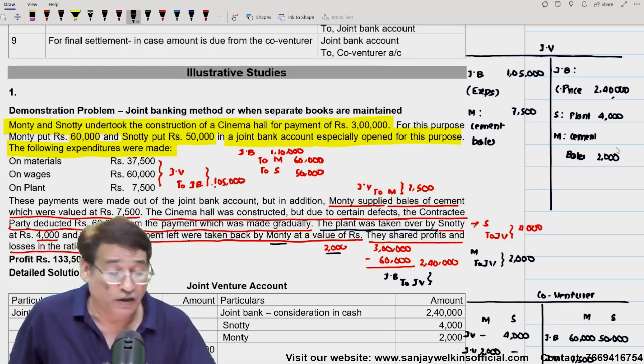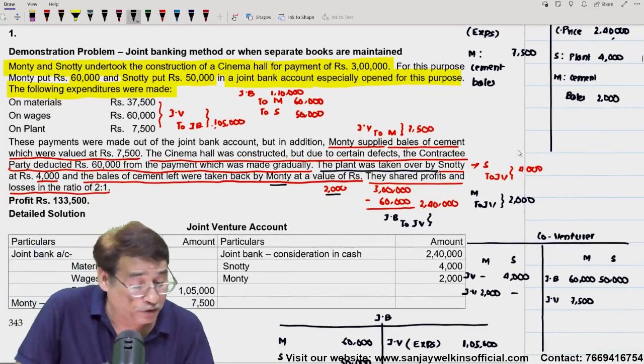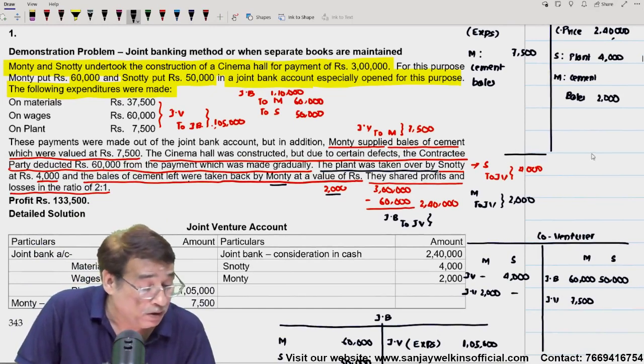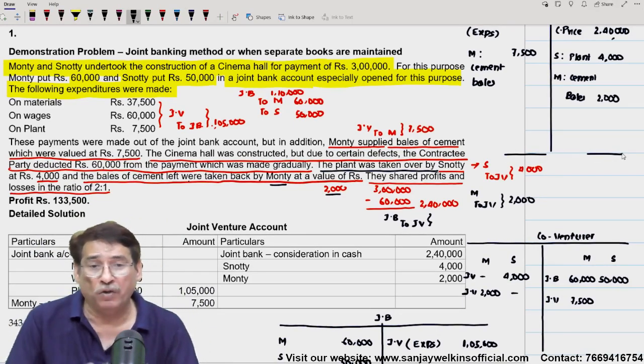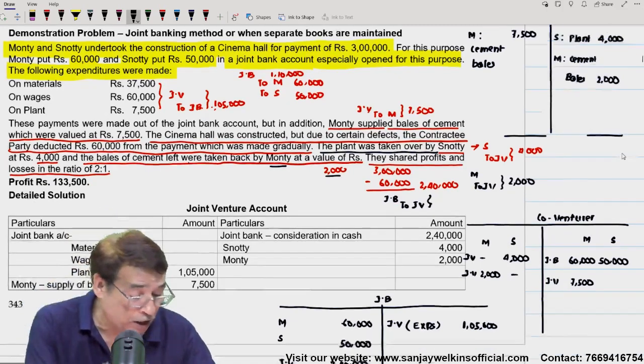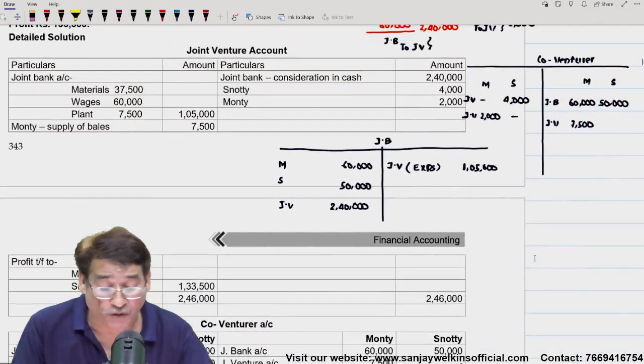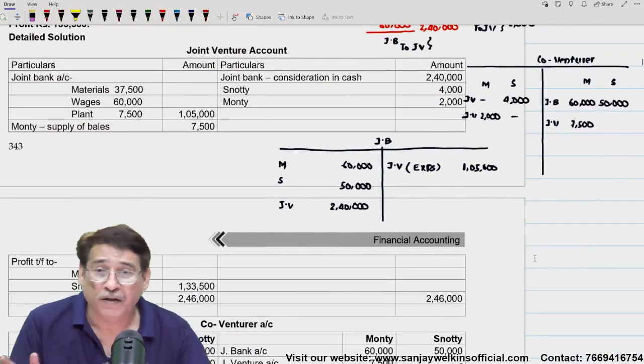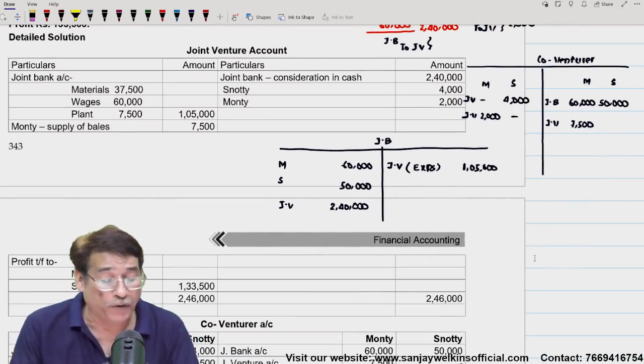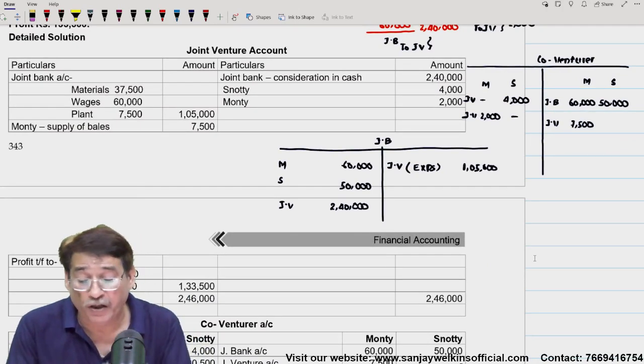So now everything is over. So now we are in a position to tally our account. Correct? Is it clear to you? Now we are in a position to tally our account. Now you can directly have a look over here. Correct? These are the accounts which we have already prepared. So this is just to make you understand.